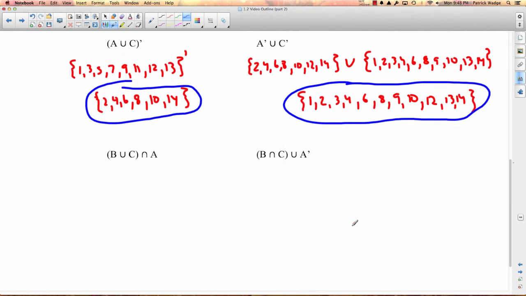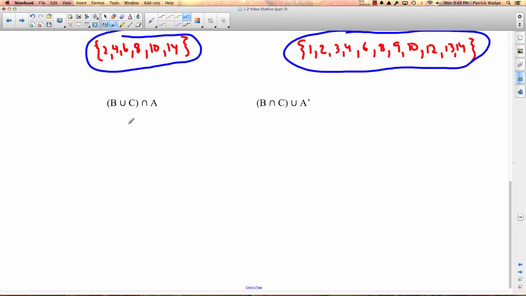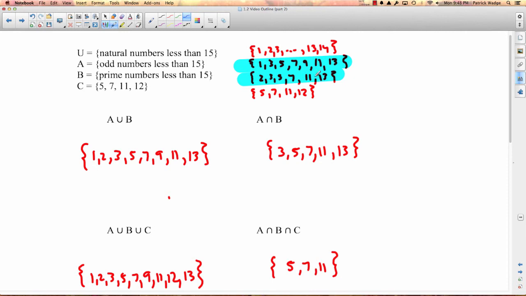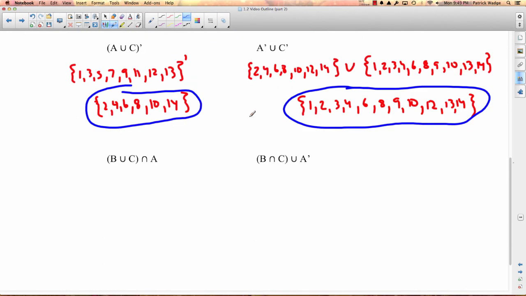All right, next one. Start with the brackets. So we want the union of B and C. So anything that shows up in the bottom highlighted one or this one here. So 2, 3, 5, 7. We already have the 5, 7, 11, and 12. So basically it's the same as B, but add 12. So 2, 3, 5, 7, 11, 12, 13. Can I remember that? 2, 3, 5, 7, 11, 12, 13. And I should have written that over here. Okay, so that is the first bit.